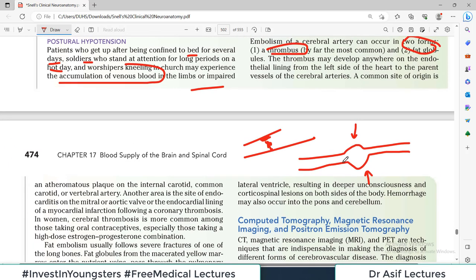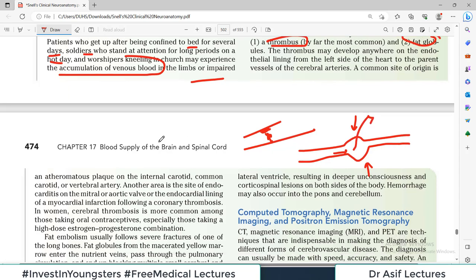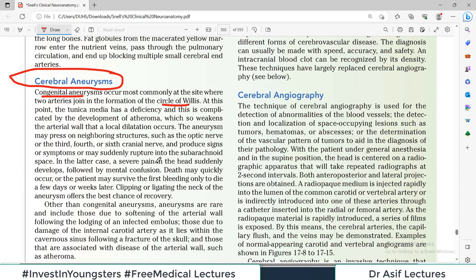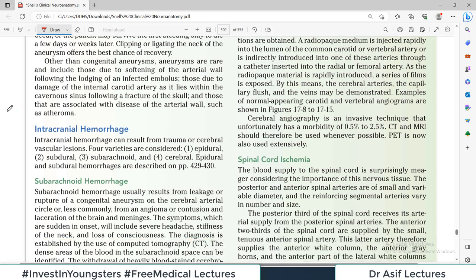Aur inka ek problem ye hai ki agar thoda sa blood pressure fluctuate hua ya high blood pressure hua, to these aneurysms can rupture, ye phat jati hai yahan se, because weak hai na blood vessels mein, yahan pe muscular walls nahi hai. So it can rupture and it can bleed and can lead to stroke. So that is very, very important and serious stuff.